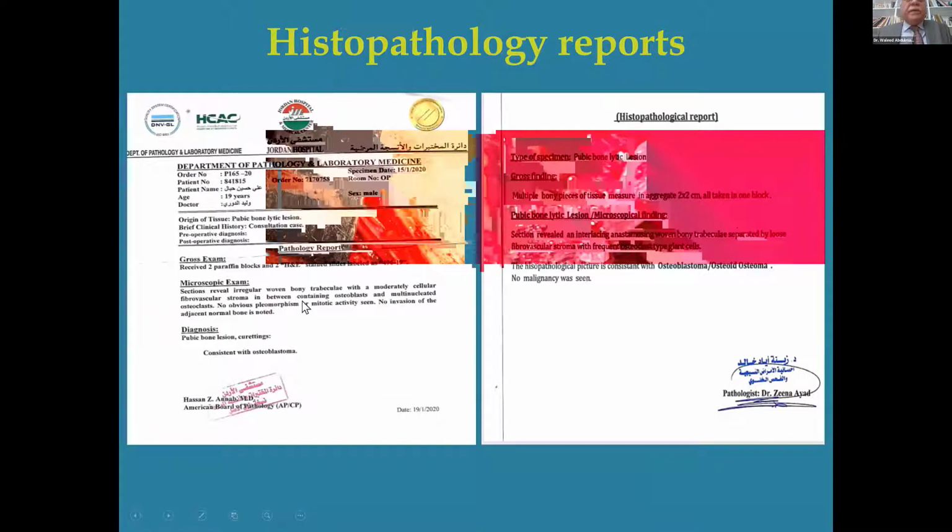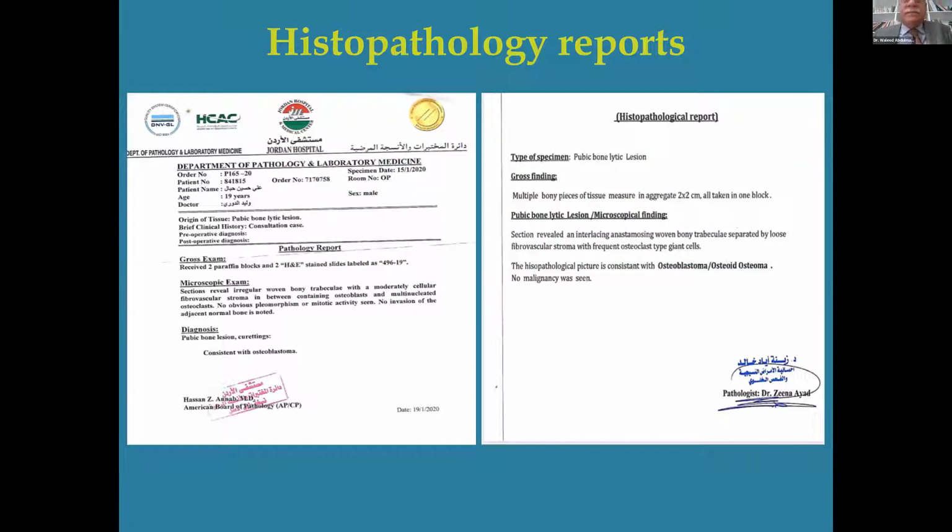That's the problem. The histopathology is very similar. It is a difficult histopathological problem. In Jordan, it came with the result of osteoblastoma.